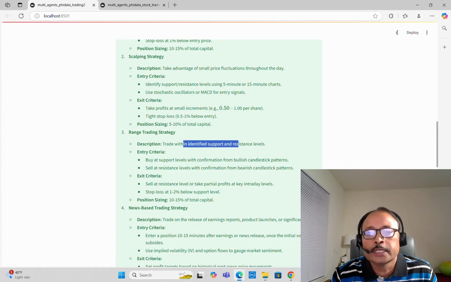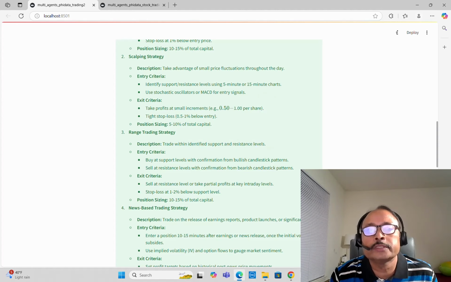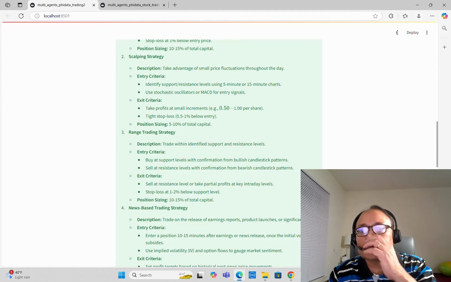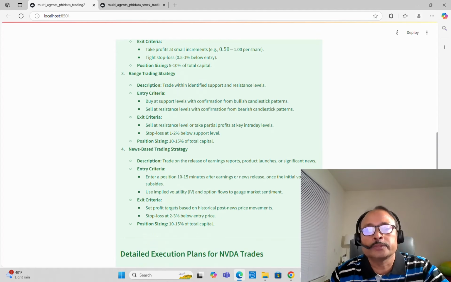You have to first identify and calculate the support and resistance levels, and trade within that range. This is a range trading strategy. All these are different strategies. The scalping strategy takes advantage of small price fluctuations throughout the day. For each strategy, the entry criteria, exit criteria, everything is given.